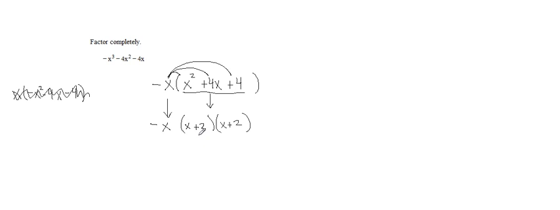So since it's x plus 2 times itself, I can just rewrite it as negative x, again because of that negative x that I took out from the beginning, times x plus 2 to the second power, because when you multiply a factor by itself, we can rewrite it to the second power. And so this would be my final factored answer.